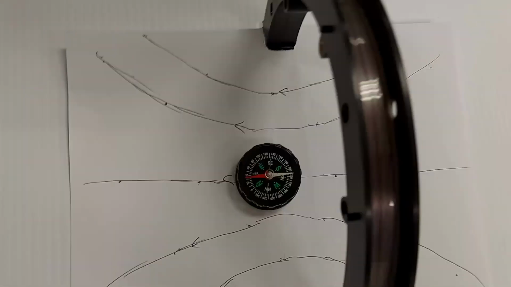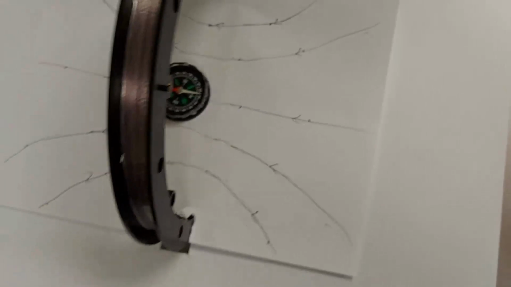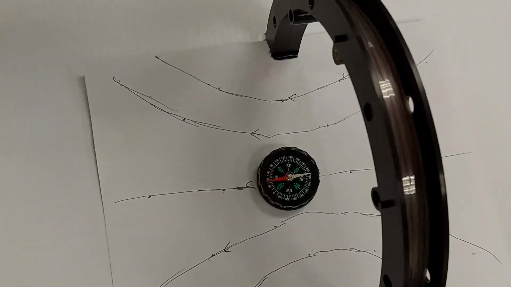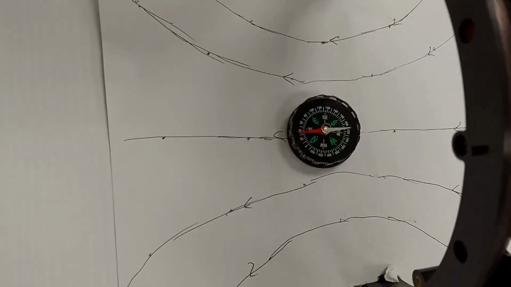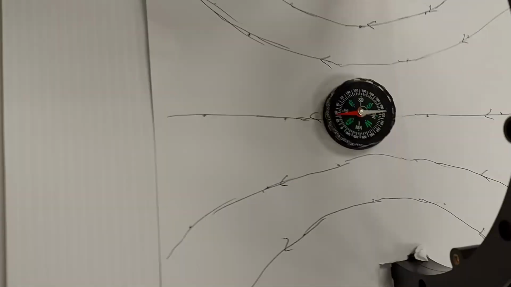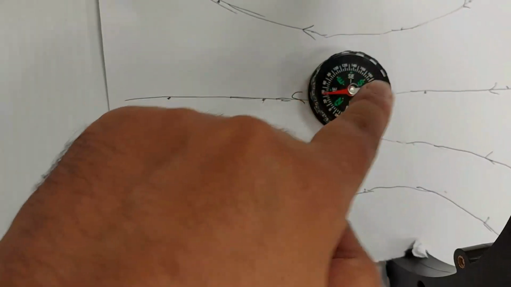And after joining all the points shown by the compass needle, this is how the magnetic field pattern around the loop looks, right? And look at the direction. The arrow should point towards the north pole. This is the north pole of the compass, right? That should be the direction of the magnetic field produced by the loop.